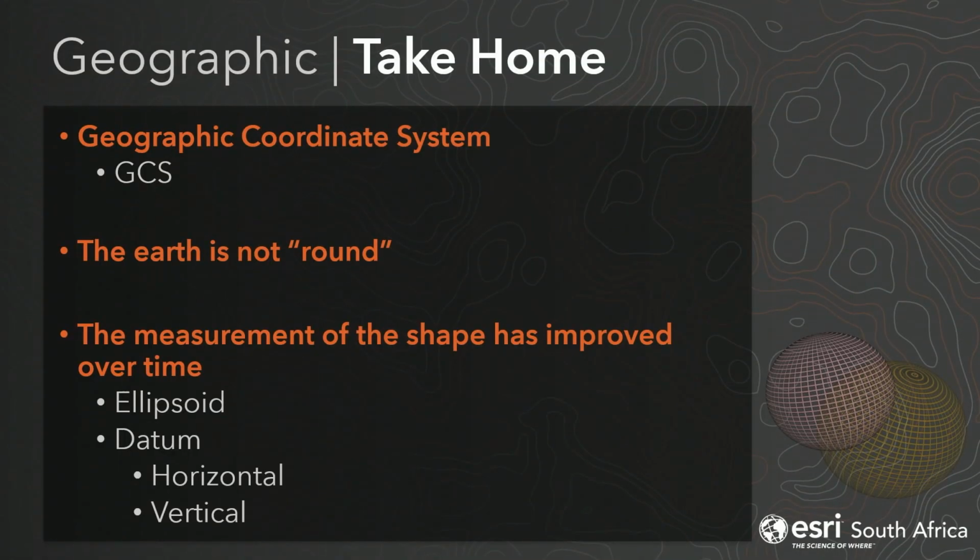So what's the take-home message here? Well, the Earth is not round. It is there, and there are many approximations or versions of the Earth. So we talk about Clarke 1880 as one. We talk about WGS. There are multiple versions of the Earth. And depending on where you are on the Earth, what you're trying to map, what area you're mapping in, you need to take this into account.